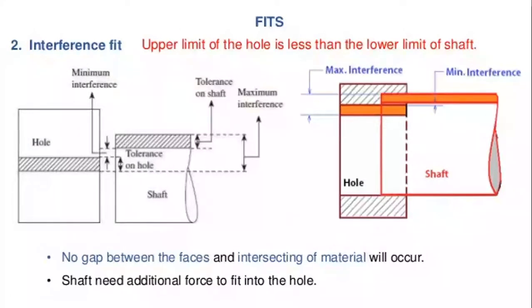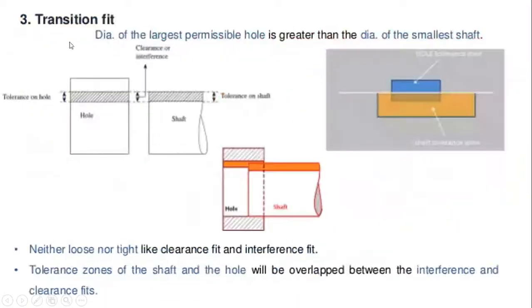That means the shaft is a little bit more than the hole diameter. So the shaft needs additional force to fit in the hole. So we can use additional force to fit it in the hole. This is called an interference fit. And next one is transition fit.